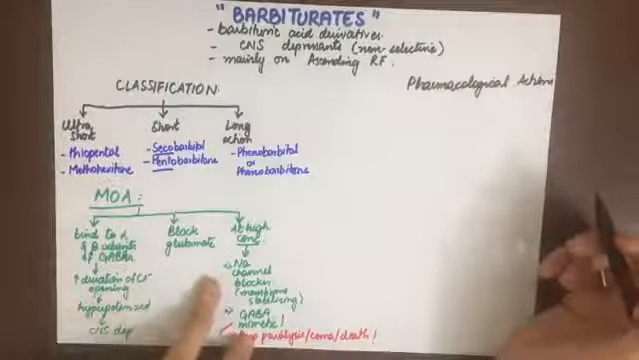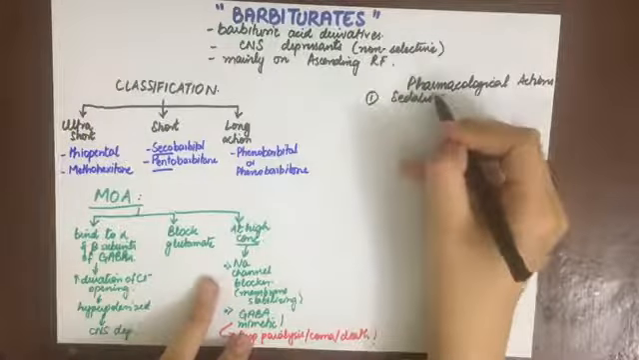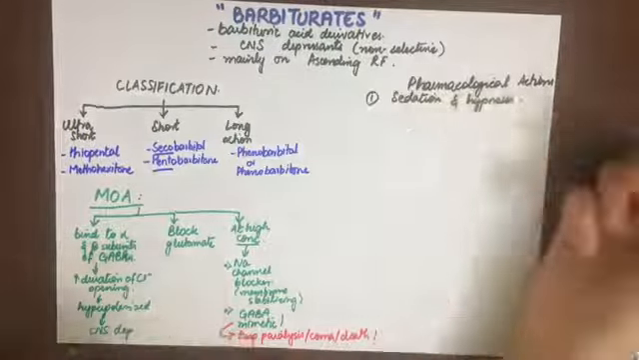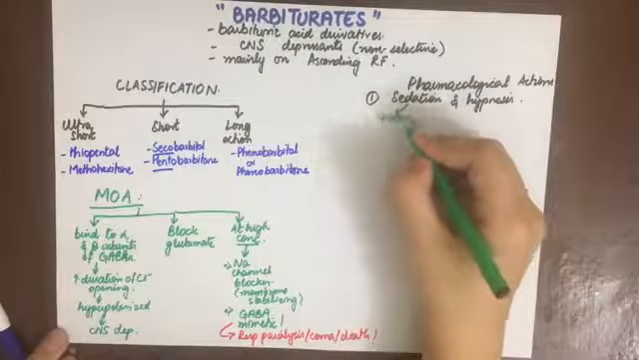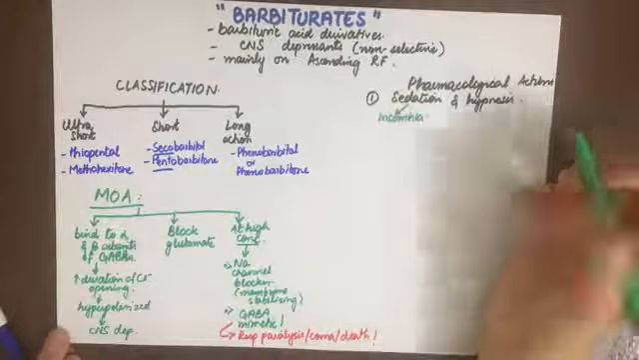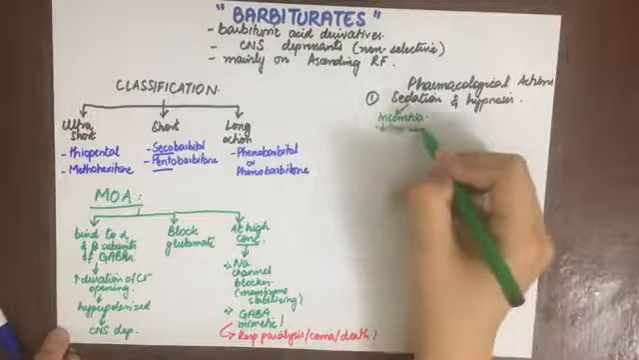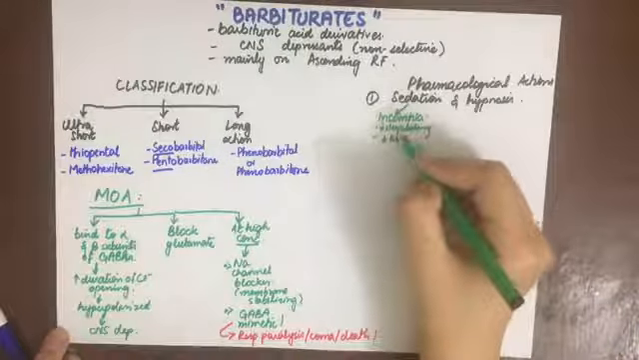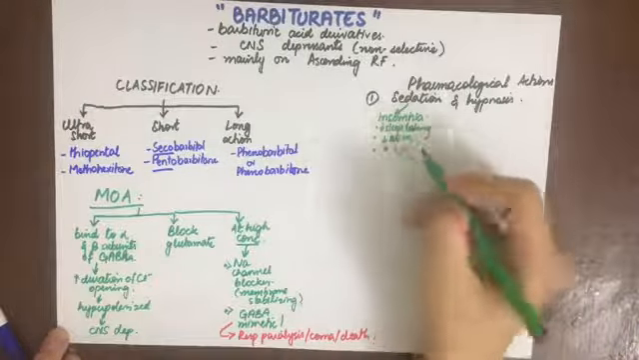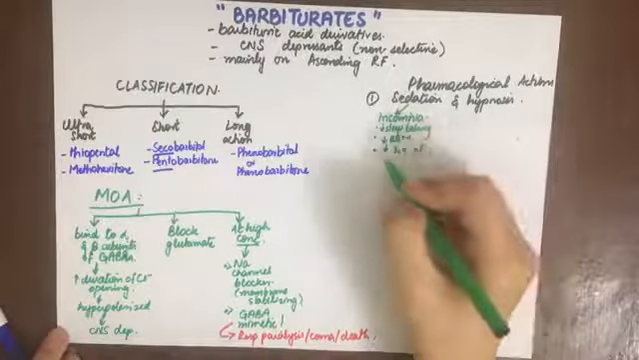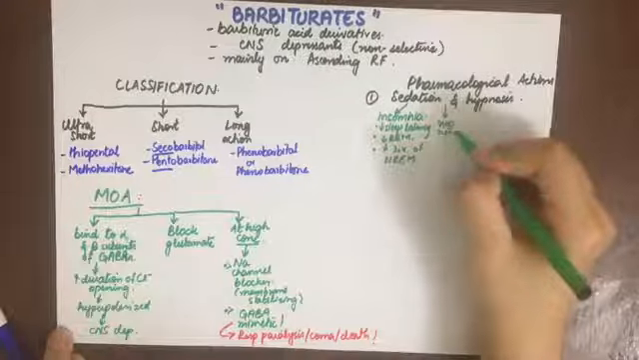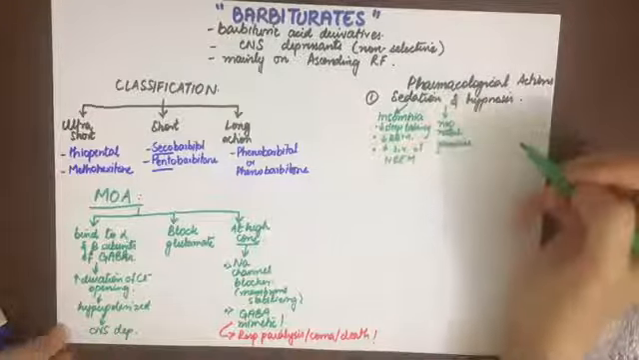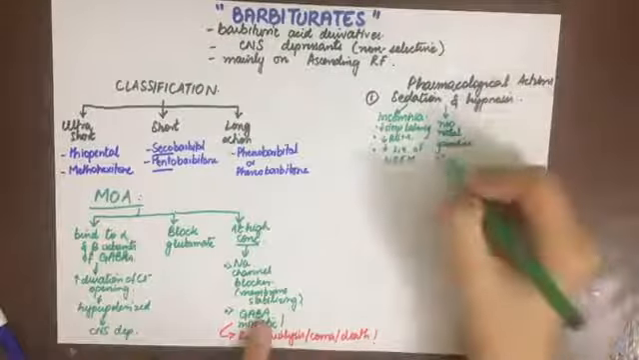Let's see some pharmacological actions. The main action is sedation and hypnosis. Let's see how we can use this pharmacological action. One, we can use it in insomnia. It decreases sleep latency, decreases REM sleep, and decreases stages 3 and 4 of non-REM sleep. They cause marked alteration of sleep architecture.